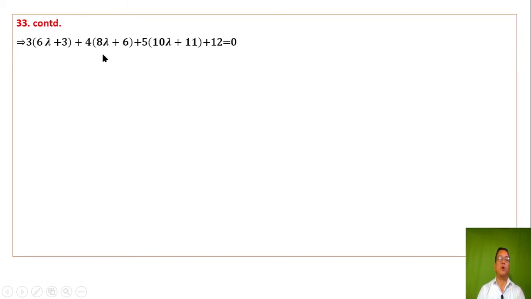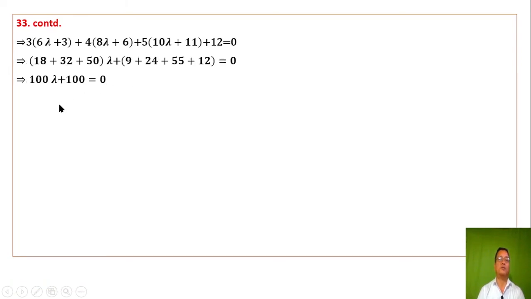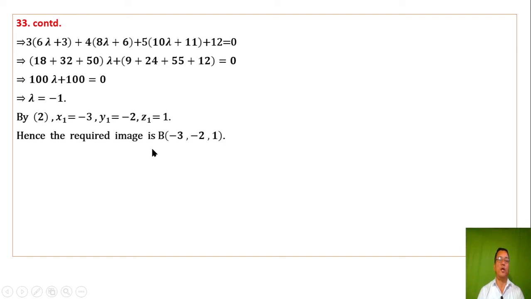Put the values of x1, y1, z1 in terms of lambda and solve. The value of lambda is minus 1 by 2, so x1 comes out to be -3, y1 comes out to be -2, z1 comes out to be 1. Hence the required image is B (-3, -2, 1).